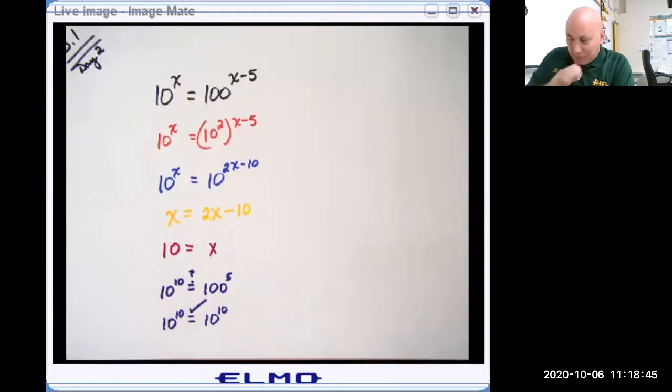Okay, need my next set of slides. When we solve exponential equations, the first thing we want to do is see if we can solve it by getting both sides of the equal sign to be written with the same base.